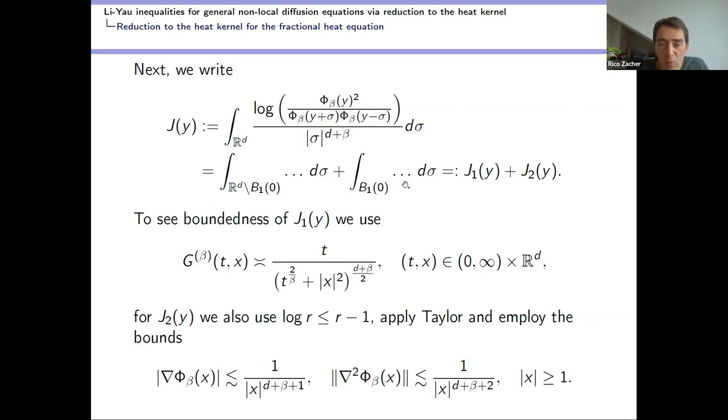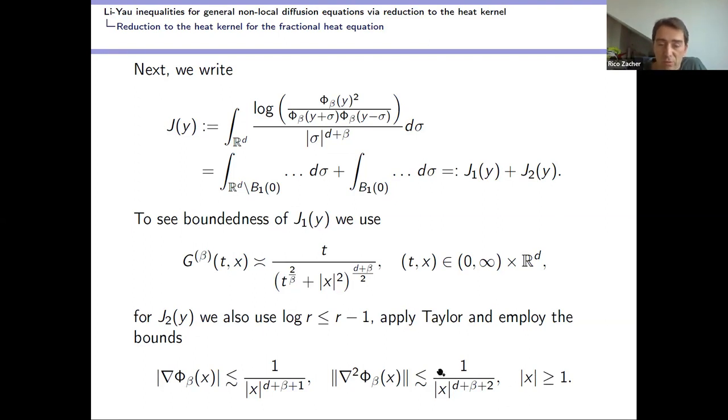The second term is more involved. Now we have to deal with the singularity. Here we use this inequality for the logarithm to get rid of the logarithm, and we have just r minus 1. And then you employ Taylor's theorem together with suitable bounds for the gradient and for the Hessian of this function phi beta, which are known in the literature. Here you only need the bounds for large values. So actually you can always restrict the investigation here to y with modulus of y bigger than some positive number. For small y, you have a bound just by continuity. So you can restrict everything to such bounds, and that's it actually.